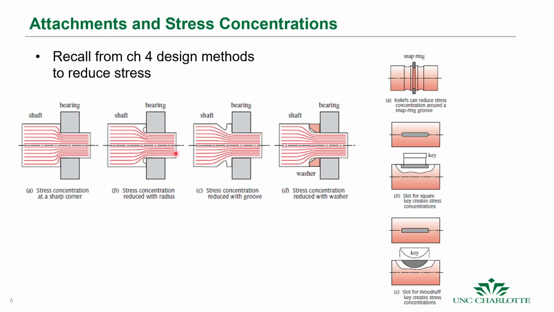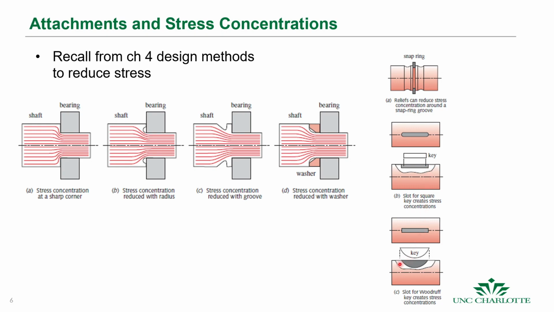Just remember these are some pictures and some ways that we can reduce the stresses. This is what the stresses look like when we have a Woodruff key. If you have a key here, the key goes into the slot. Because of machining constraints, we usually have these radii at the end, and then we have these stress concentrations here.